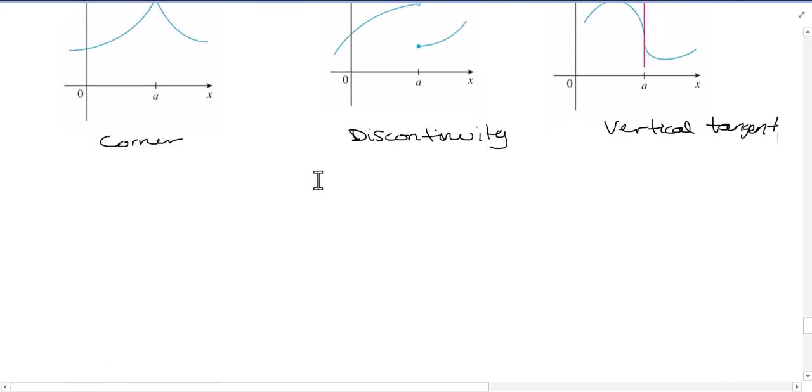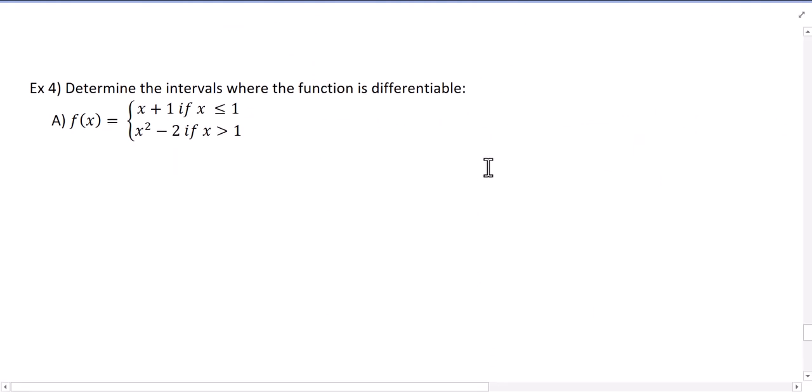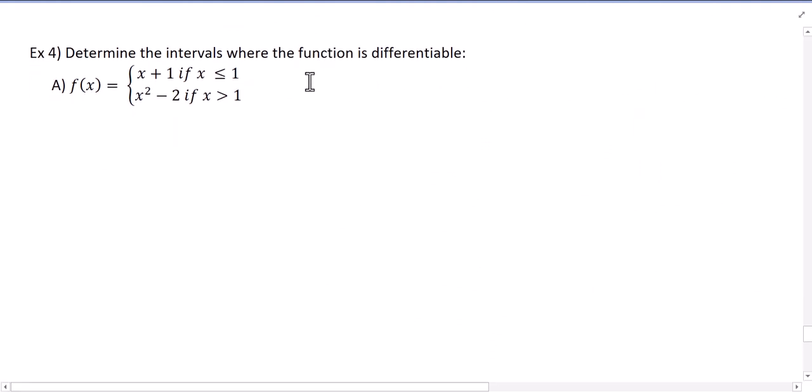So let's try a couple of examples. Let's look at this example. Determine the intervals where the function is differentiable. So looking at x plus 1, it's a polynomial, it's a line, so differentiable. X squared minus 2, quadratic, I can find the derivative on the entire real line. So we have a risk of this not being differentiable at 1. So let's take a look at the graph and see what happens here.